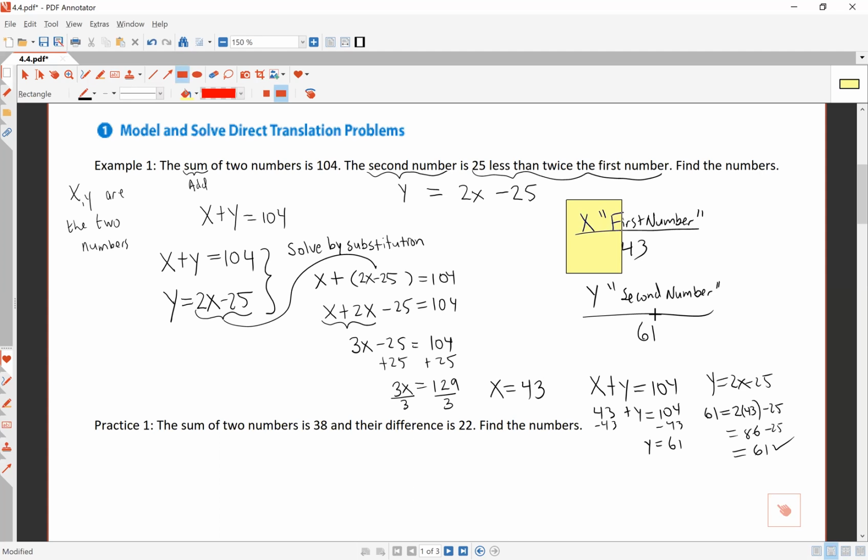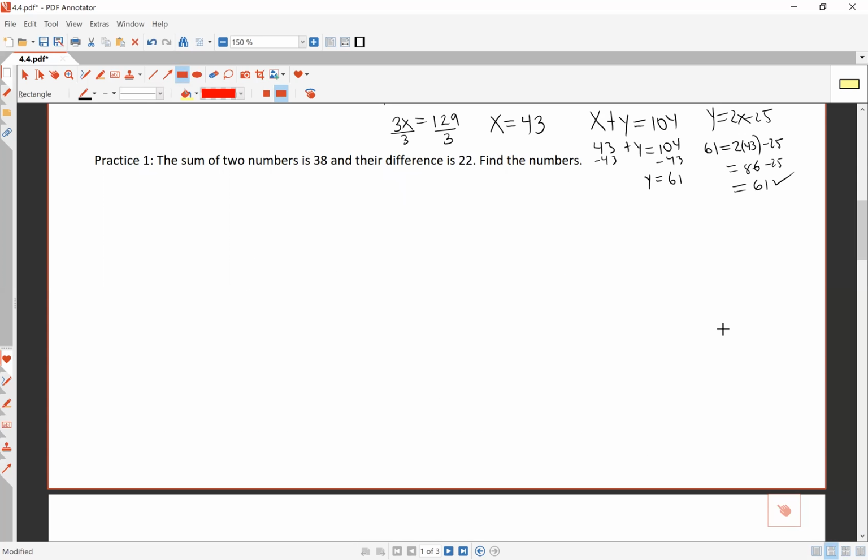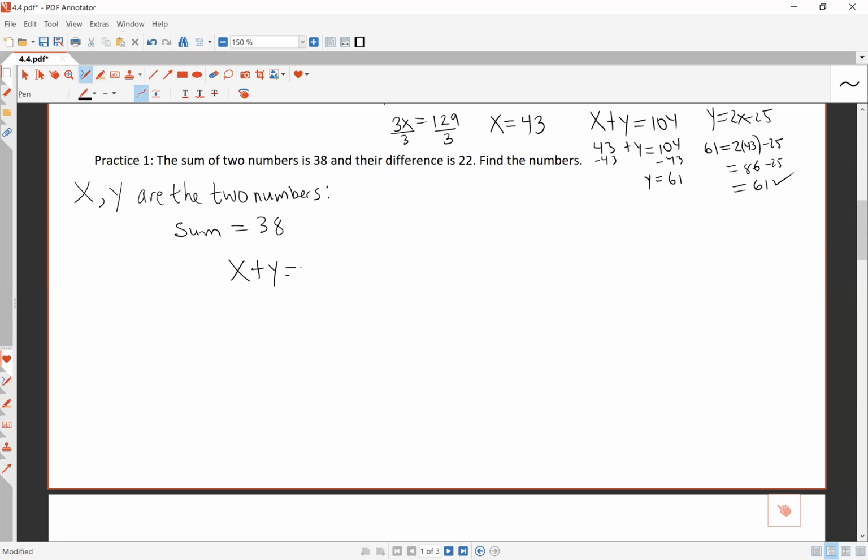Now that you have had a chance to work this out on your own, I'll work this out for you. The sum of two numbers is 38. So x and y are the two numbers. Their sum is 38, or x plus y is 38.